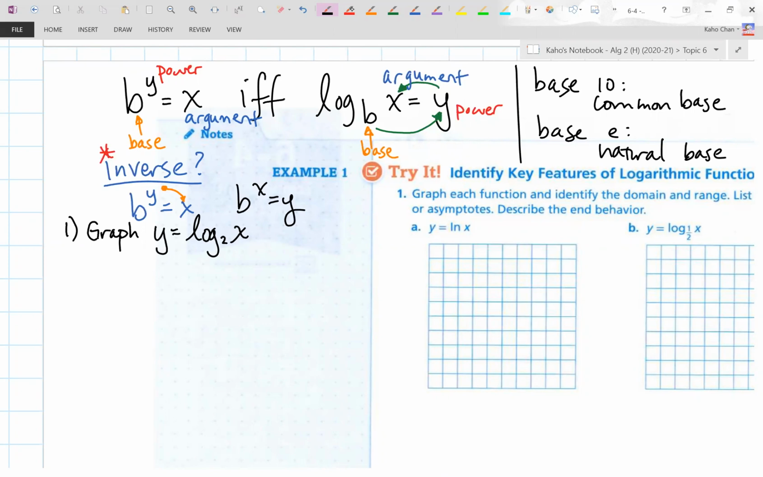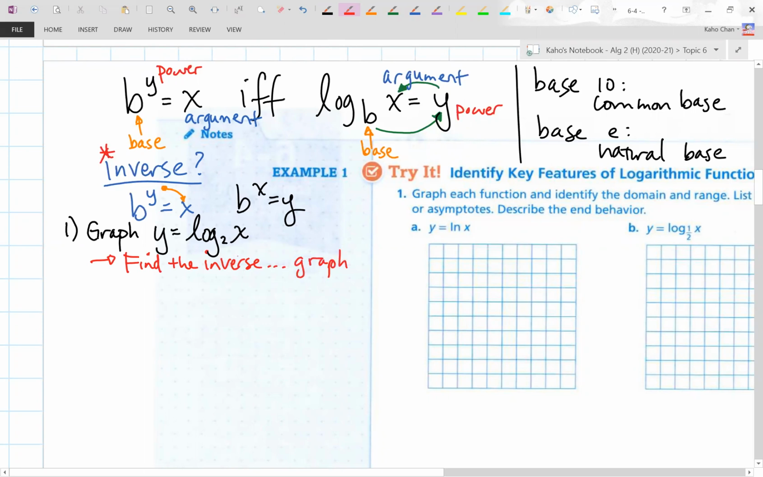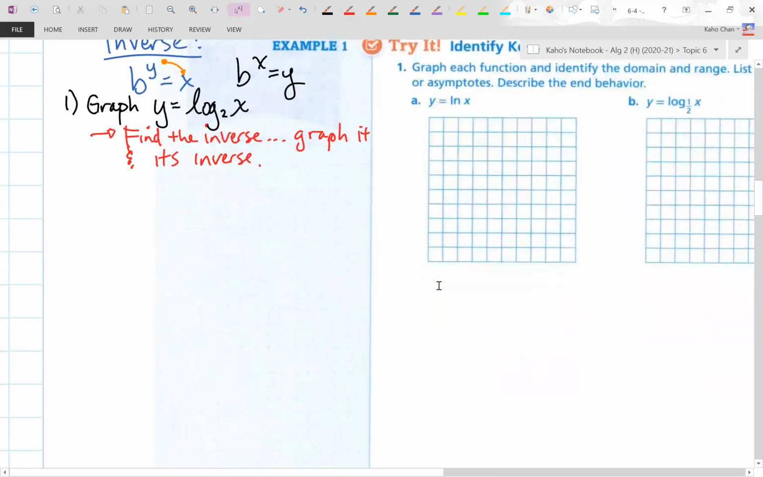We need to find the inverse, then graph it, and graph its inverse, which goes back to the original problem, log base 2. We're kind of like going one way and then back the other way to just show the actual graph. Okay, it'll be more explanatory when I get to there. Here we go, let's try one, okay? All right, here we go.